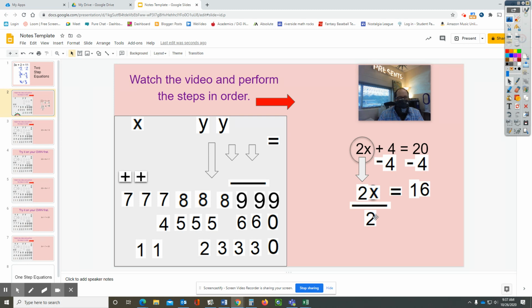Now again, remember, if you divide by 2 on the left side, you have to do it on the right. So I'm going to come over here and also divide by 2 on the right-hand side as well. 16 divided by 2 leaves me with 8. My x is all alone now, and so I can rewrite my final form of the equation as x equals 8, and that is the answer.